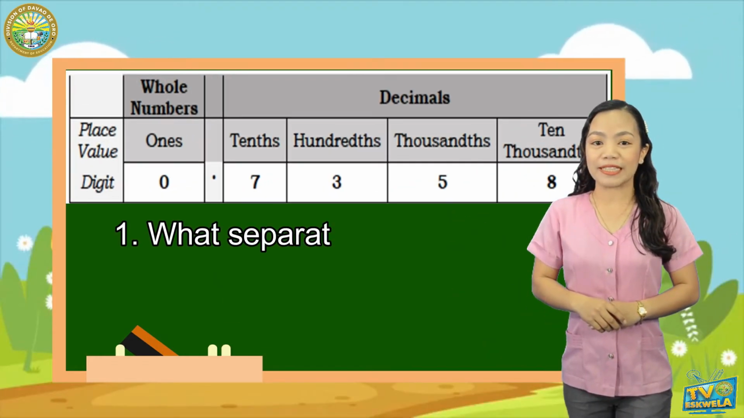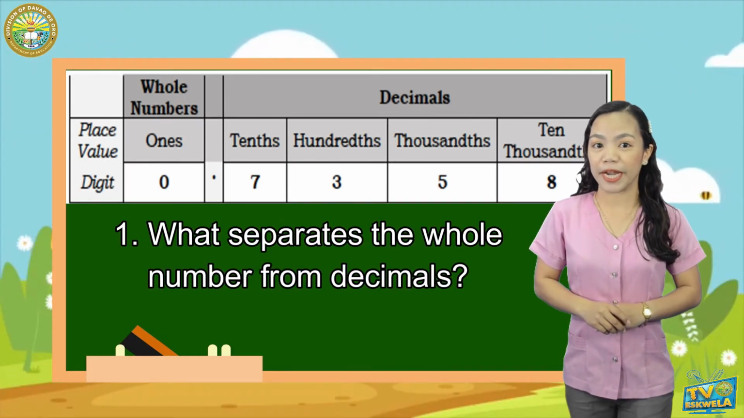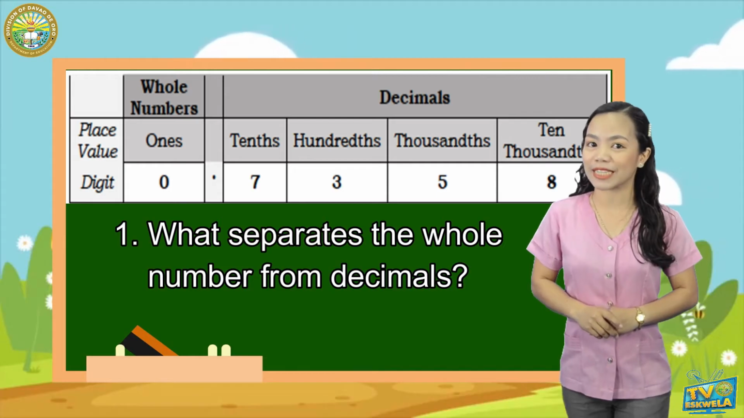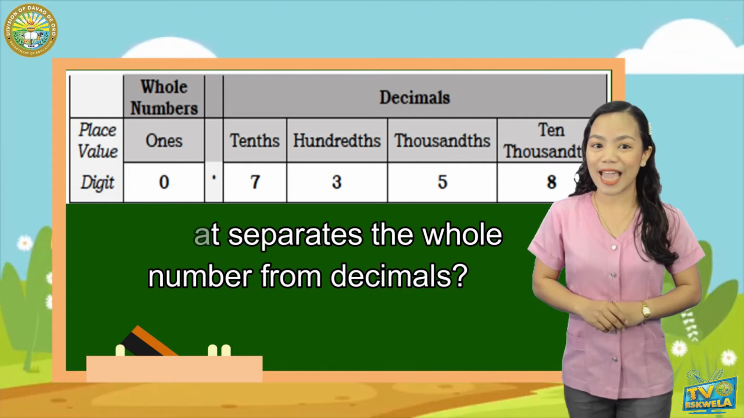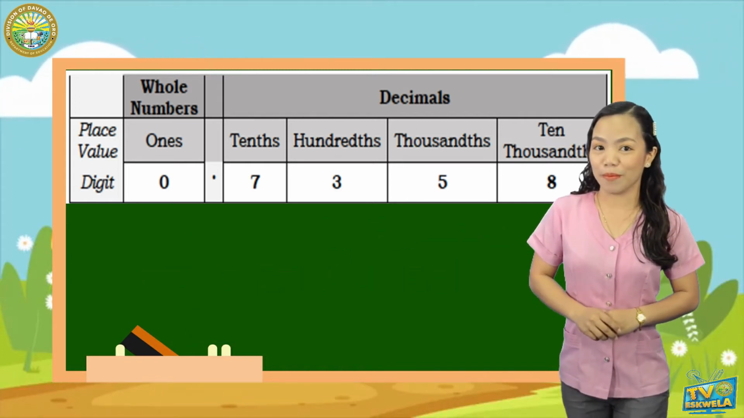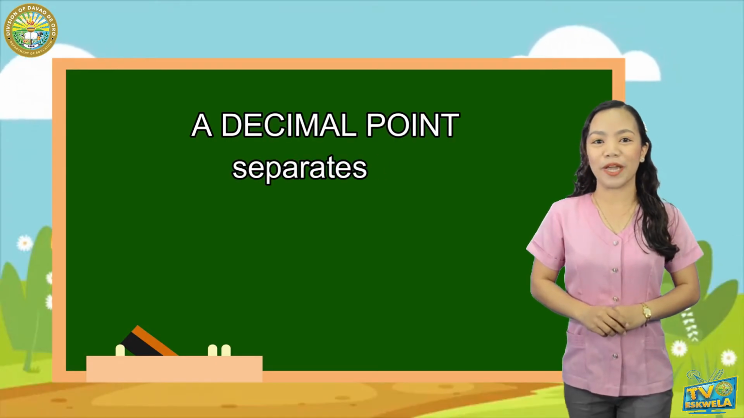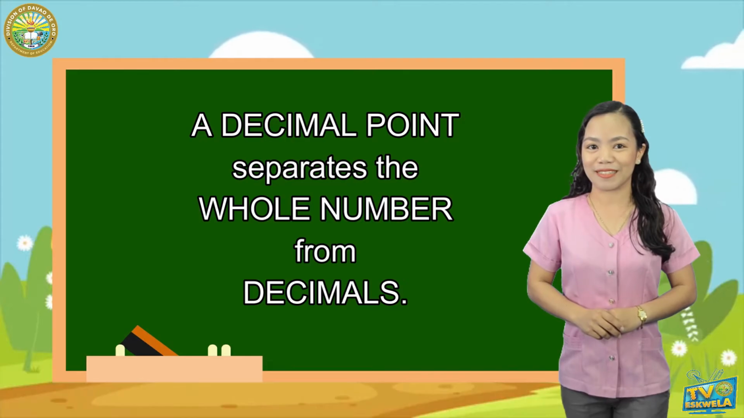Number 1. What separates the whole number from decimals? The correct answer is decimal point. Remember that a decimal point separates the whole number from decimals.